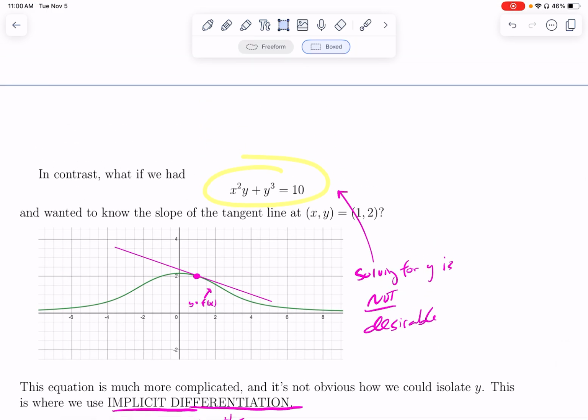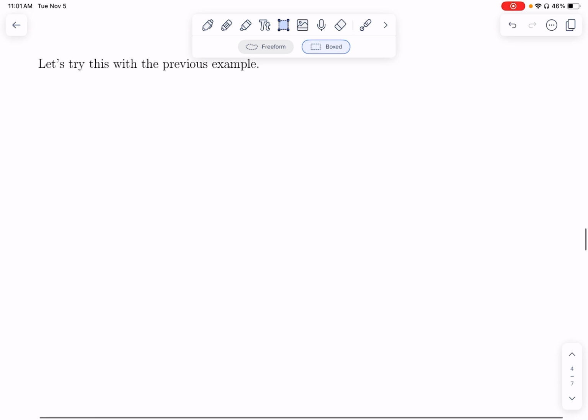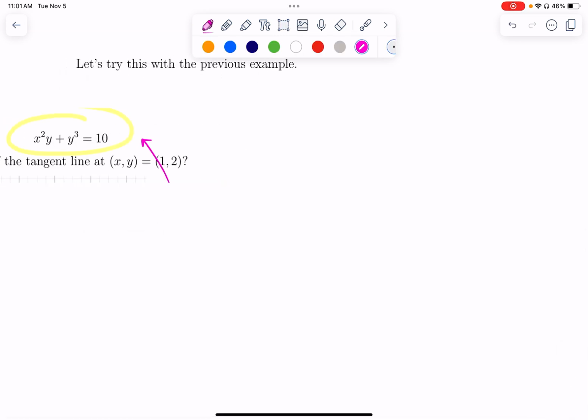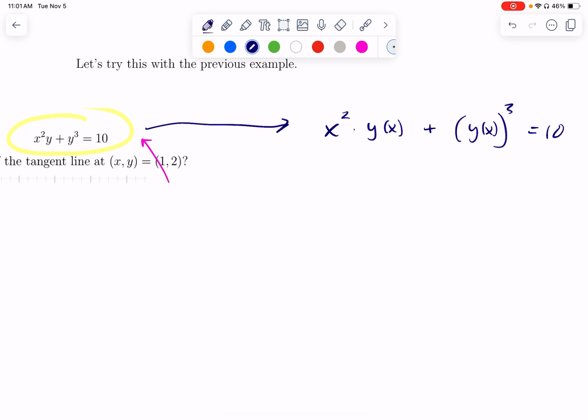So I'm just going to make a copy of the problem we were trying to do. So right off the bat, I'm just going to rewrite my equation as x squared times y of x plus y of x cubed equals 10. I really want to understand that even though I haven't solved for it, y is a function of x.